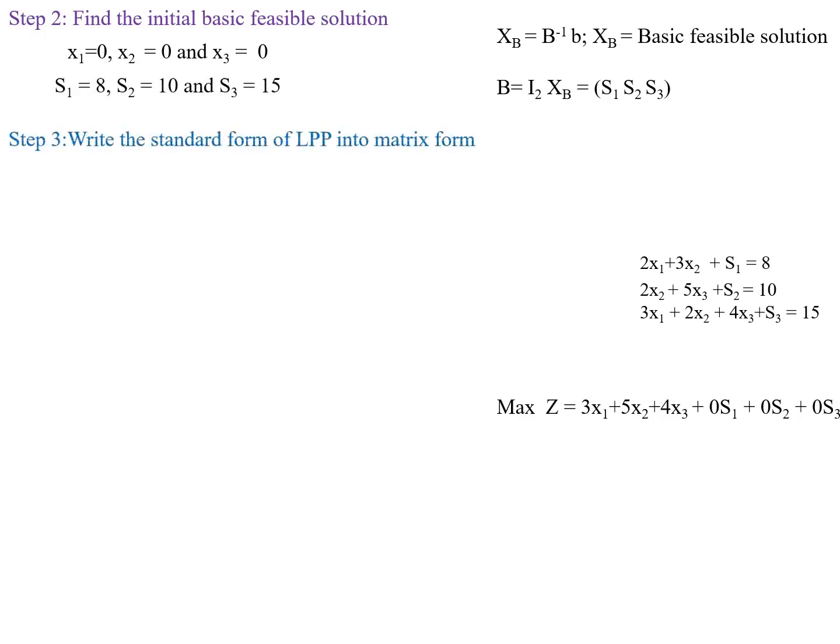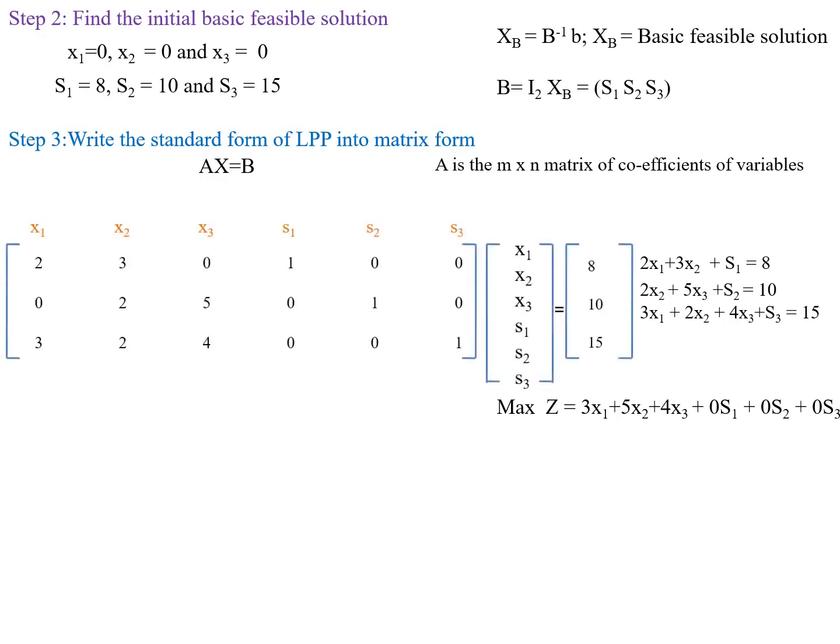Third step is to write the standard form of the LPP in matrix form, that is Ax equal to B. Here A is the m by n matrix of coefficients of variables, X is the columnar matrix of all variables, that is x1, x2, x3, s1, s2, s3, and B is the columnar matrix of right hand side values in the constraint equations, that is 8, 10, 15. Then write the matrix form.